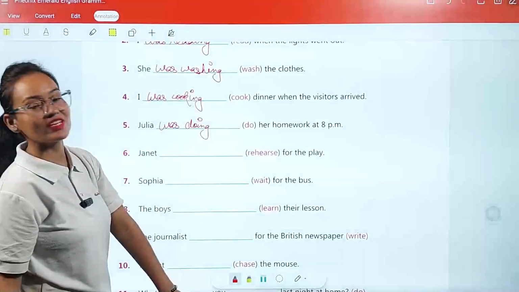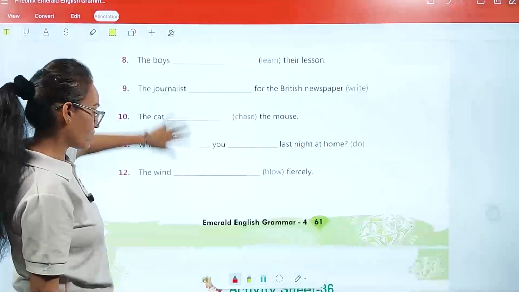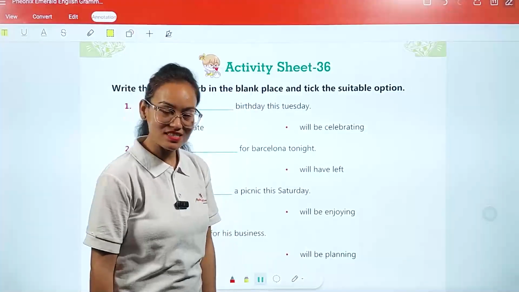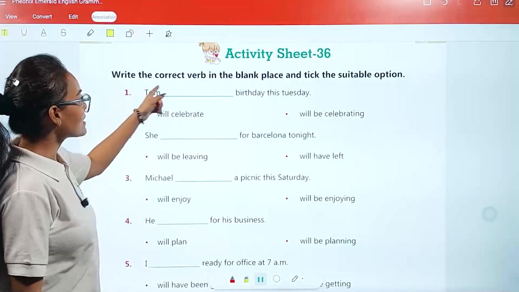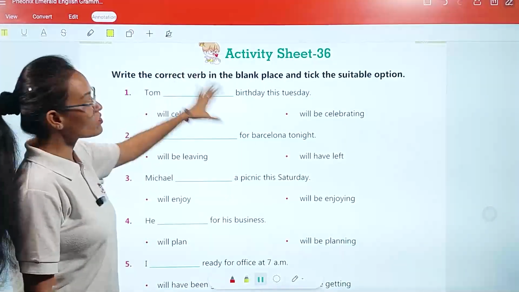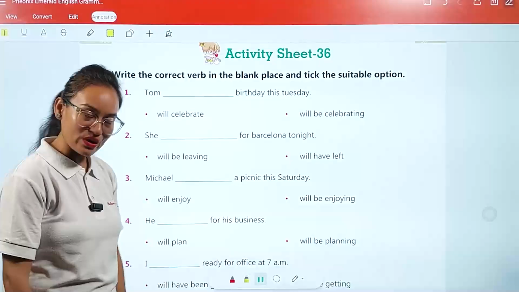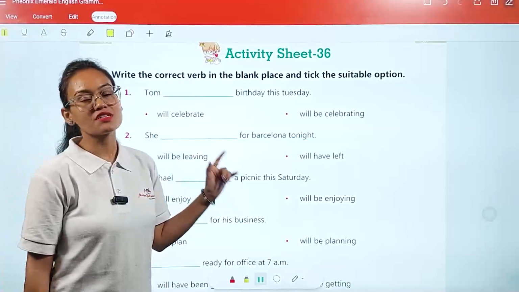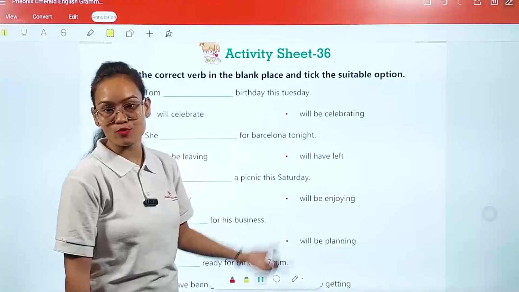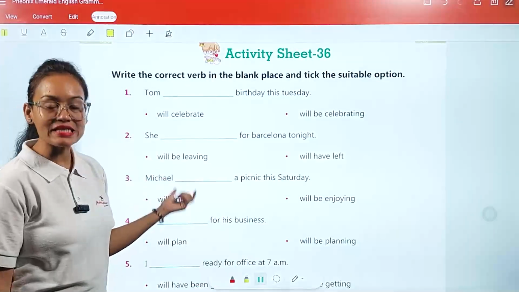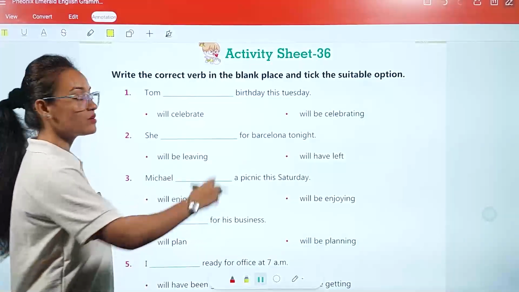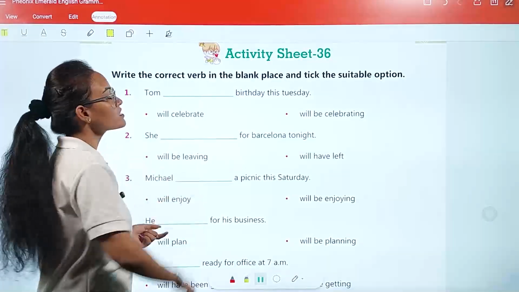Similarly, the rest of the blanks you are going to fill on your own. Now, my dear students, what are we going to complete? Activity sheet number 36. Write the correct verb in the blank place and tick the suitable option. Again we are going to fill in the blanks, but here the verb words are not given in brackets. They are presented in the form of options. First we select the correct option, put a tick mark on it, and then write those words in the blank.